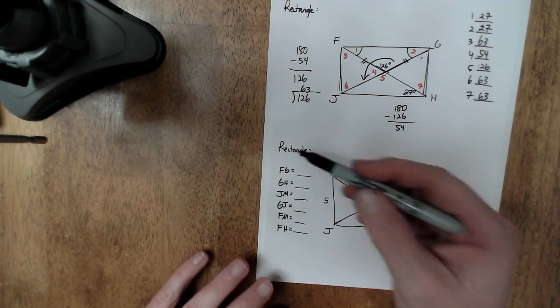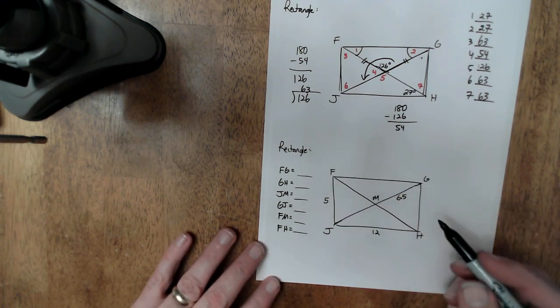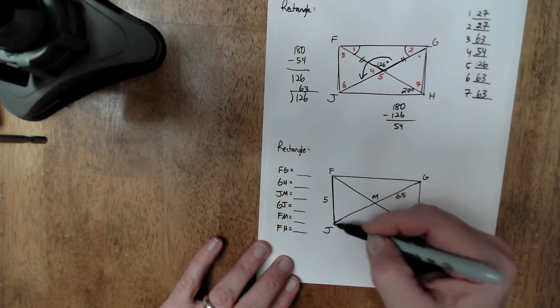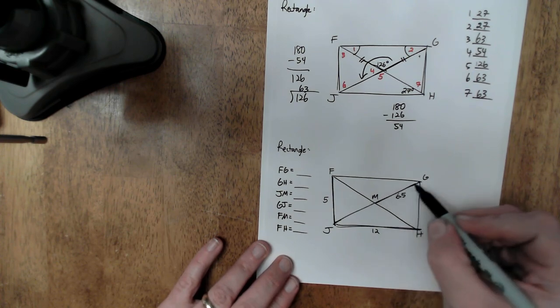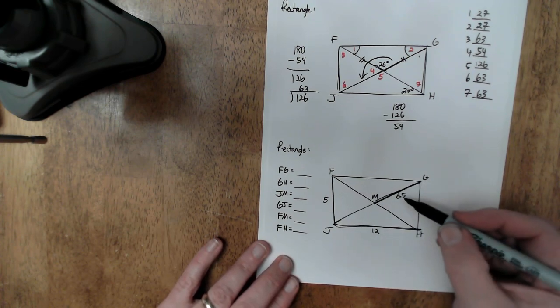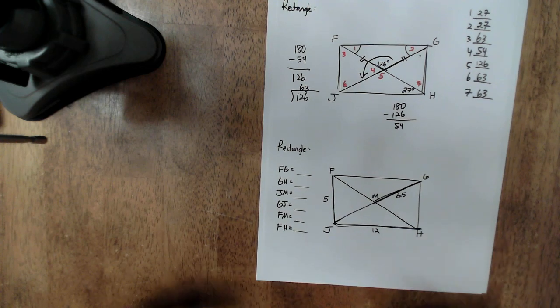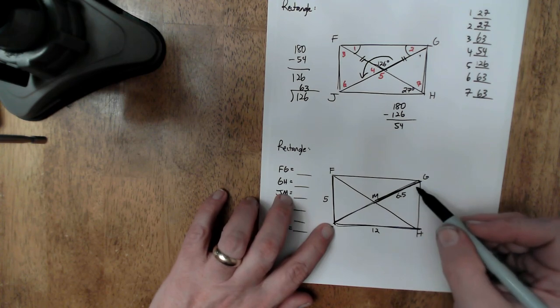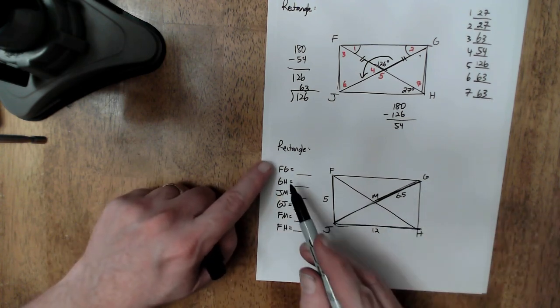Okay, now instead of messing with angles, we're messing with side lengths. We've got a side length of 12 and a side length of 5. And then we have this half of a diagonal is 6.5. Because it's a rectangle, the diagonals are the same length, which means the half diagonals are also the same length. All right, so let's see what we got.